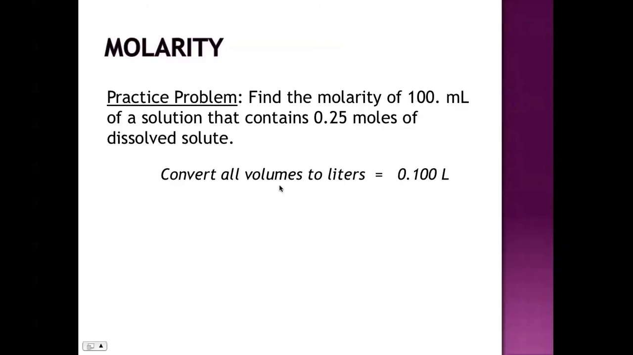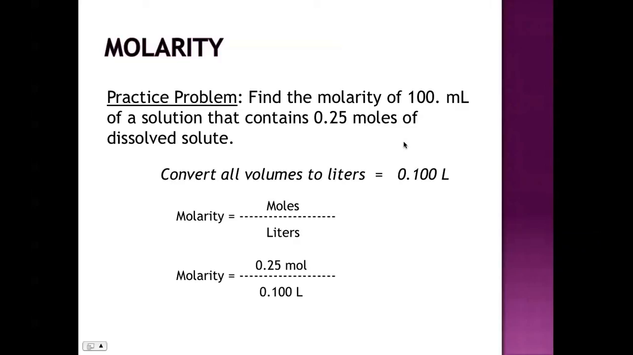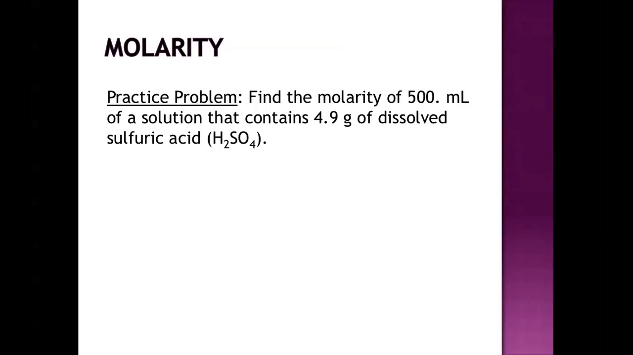Now that all of our volumes are converted to liters, our unit is already in moles for our solute, so we can go ahead, plug in our information, and then when we do the division, we get a 2.5 molar solution. All right, for our next practice problem, we're going to be finding the molarity of 500 milliliters of a solution that contains 4.9 grams of a dissolved sulfuric acid.